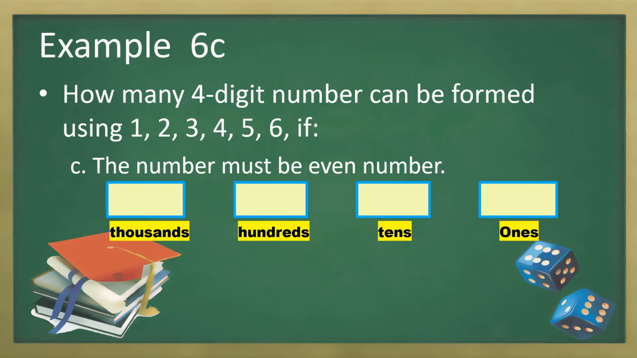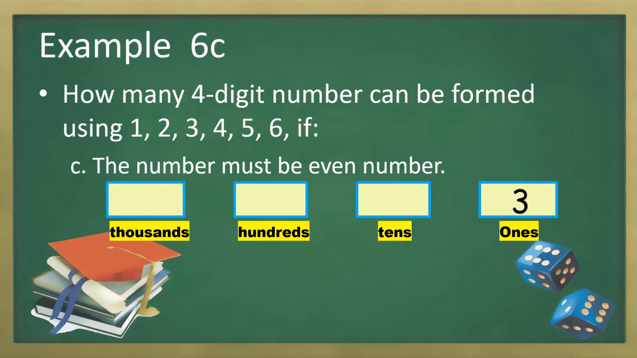So meaning your last digit is either 0, 2, 4, 6, 8. On our choices, we only have 3 even numbers, which are 2, 4, and 6. So therefore, on our last digit, which is the ones digit, we only have 3 choices. So we're going to put 3 on the ones digit. These 3 are the 2, 4, 6 from the numbers that we can use.